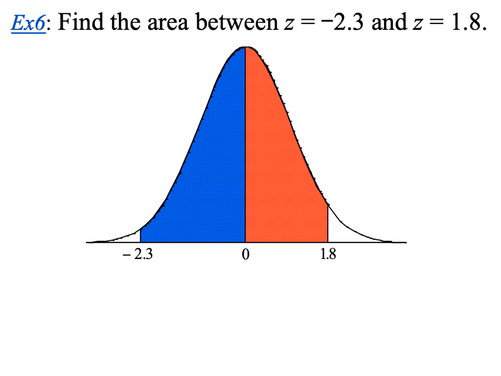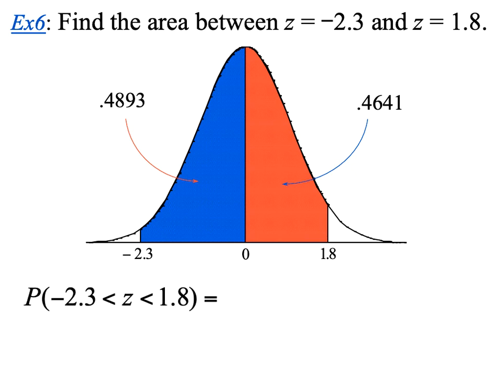So I can add those two areas together, which means that I can look up both these values in my chart. And again, negative 2.30 is the same as the positive 2.30. So I'm looking at that value. The 1.8 should be 0.4641. So the probability between those two, adding those two, would be 0.9534. So tons and tons of our data actually lies between the negative 2.3 and 1.8.